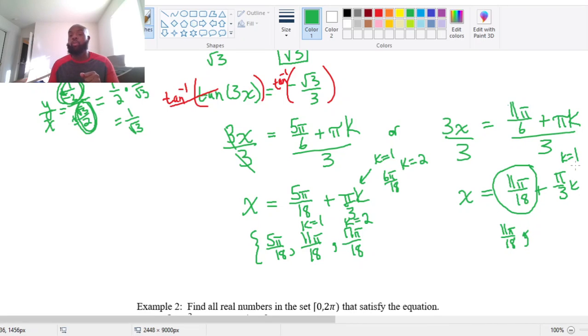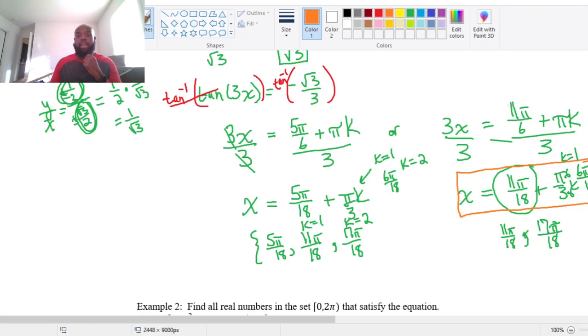If I let k equals 1, that's the same thing as adding 6 pi over 18, because if I multiply this by 6 and that by 6, I get 6 pi over 18. Notice that if I add 6 pi over 18 to 11 pi over 18, I'm going to get 7 pi over 18, right? And so this whole solution here is sort of redundant. I don't need to include that here because it is redundant.